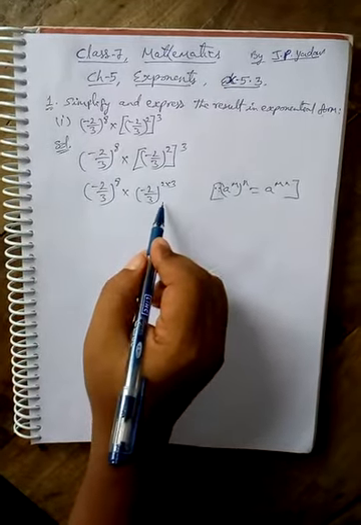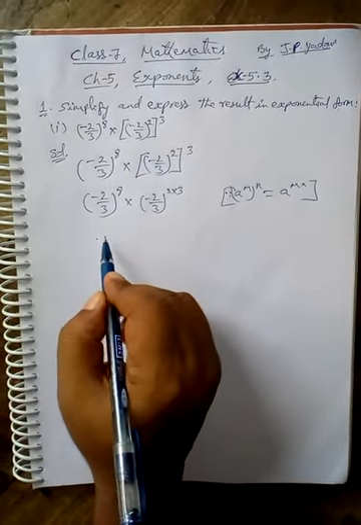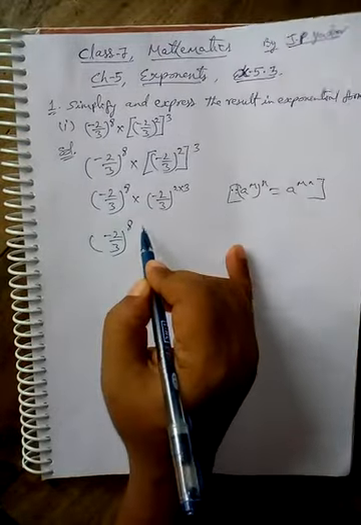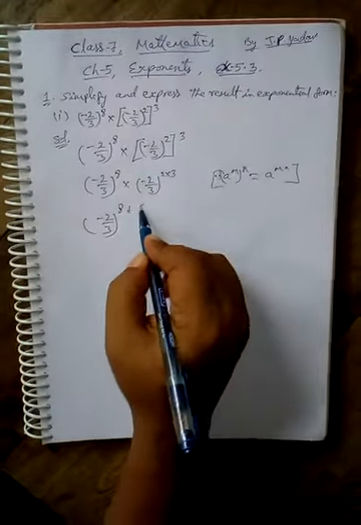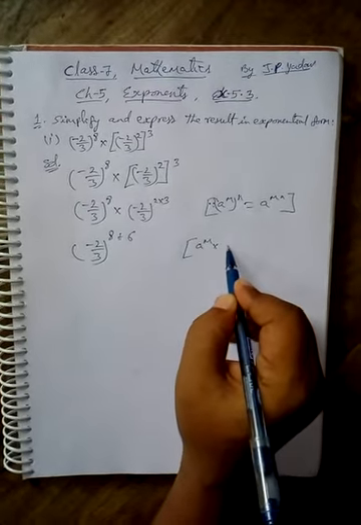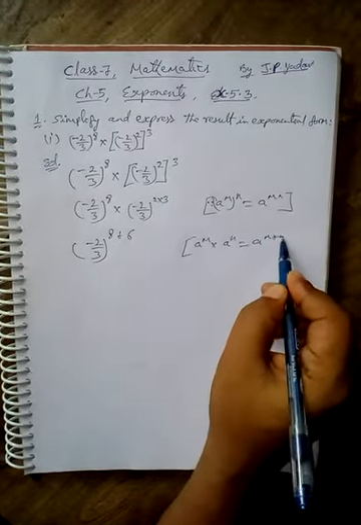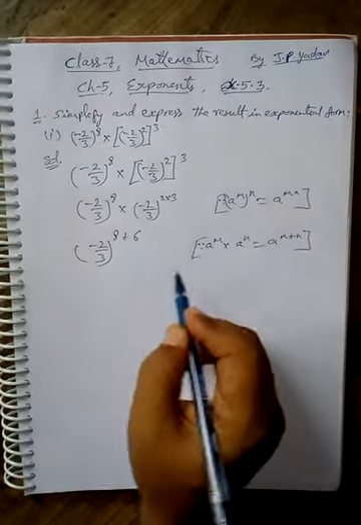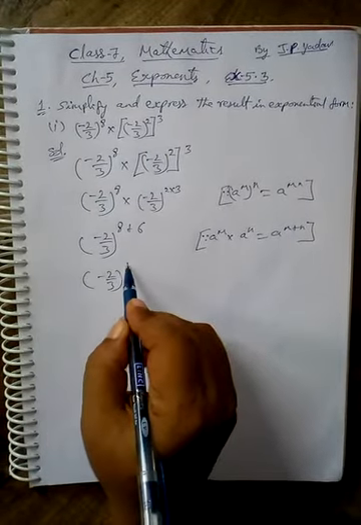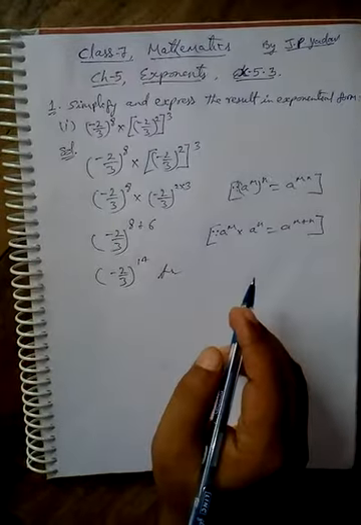Since bases are same, we can take the exponents: same bases are multiplied, exponents will be added. Minus 2 by 3 whole raised to power 8 plus 6. We use the law a raised to power m into a raised to power n is equal to a raised to power m plus n. This is the way. So now it gives minus 2 by 3 whole raised to power 14. This is the answer because we have to express it in the exponential form.